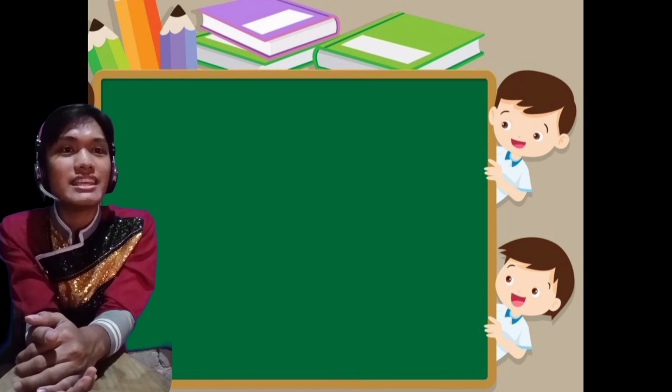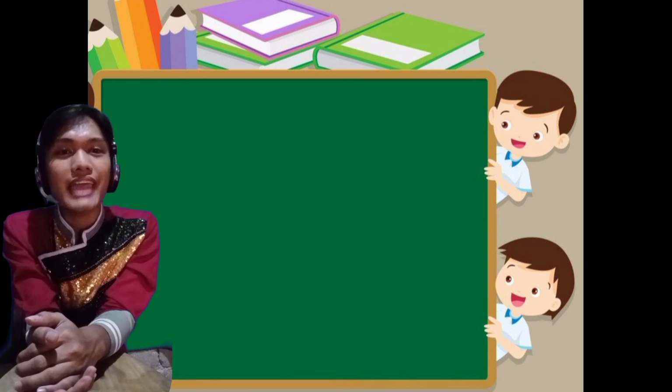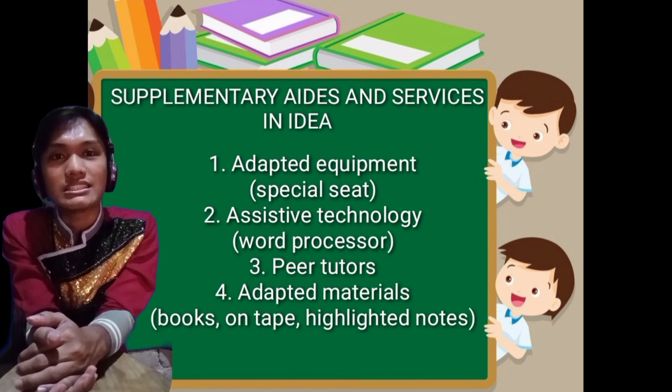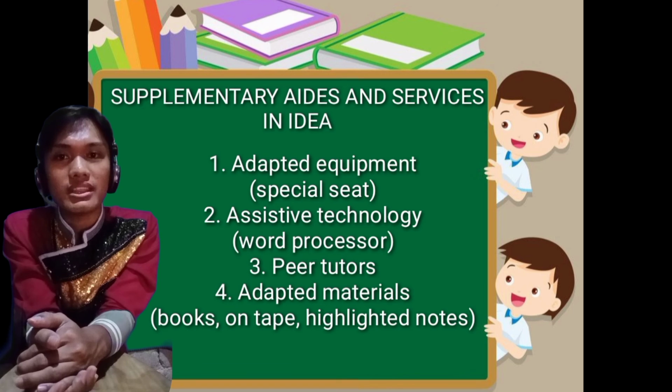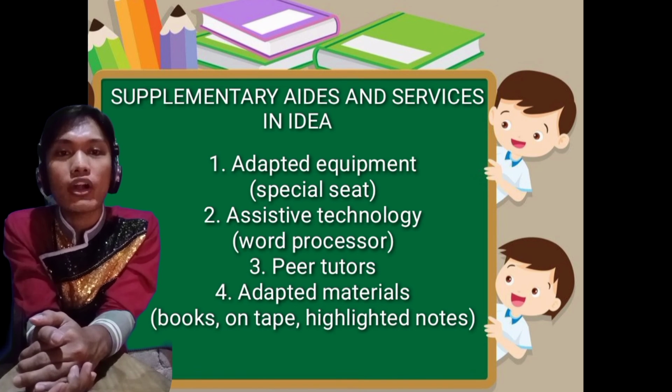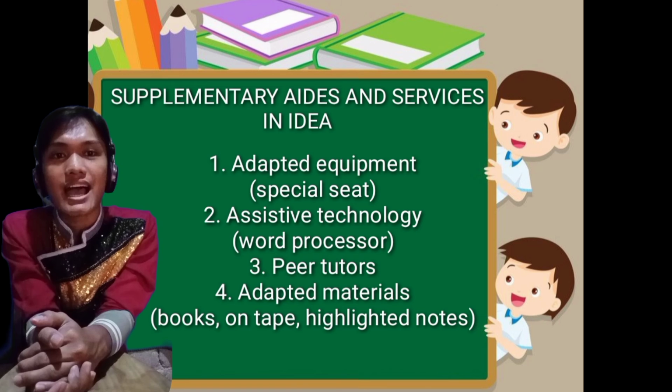Some examples of additional services and supports for the education of children with disabilities, called Supplementary Aids and Services in the Individuals with Disabilities Education Act or IDEA, are: first, adapted equipment such as special seat. Second, assistive technology such as word processor or a communication device. Third, peer tutors. Fourth, adapted materials such as books on tape, large print, or highlighted notes.